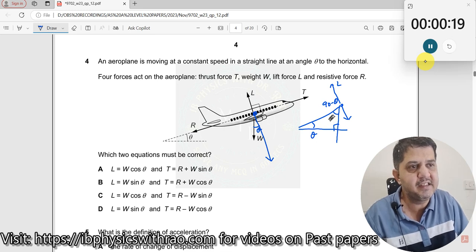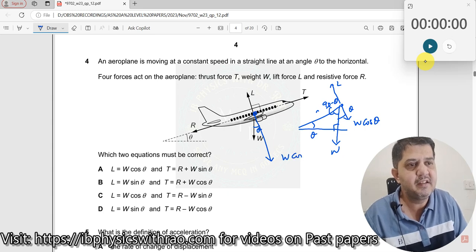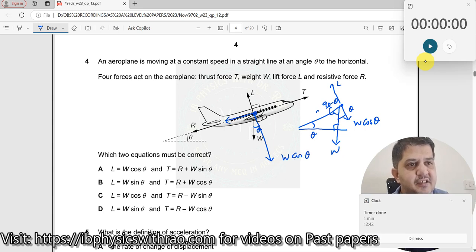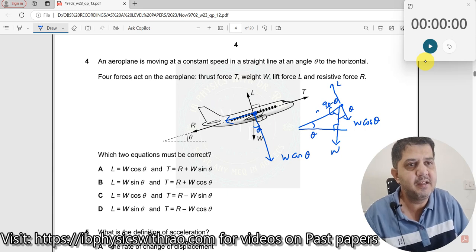If this is 90 minus theta, then this should be theta here, right? So this whole thing becomes 90 over here. So if this is theta, and this is W, then along this direction, this should be W cos theta, and along this direction, this should be W sin theta, and this is T. Now everything is done. Now let us solve this.